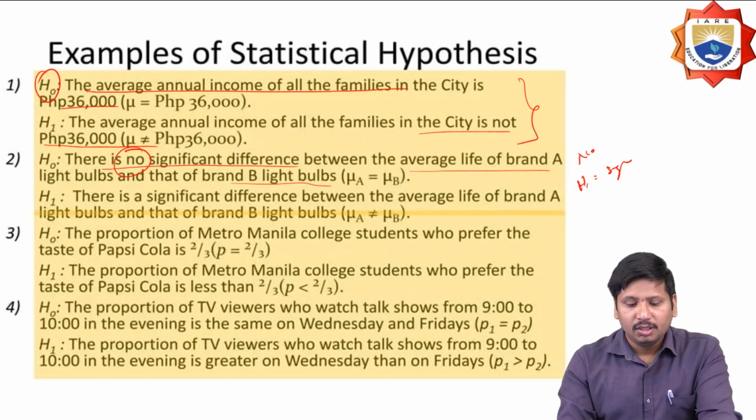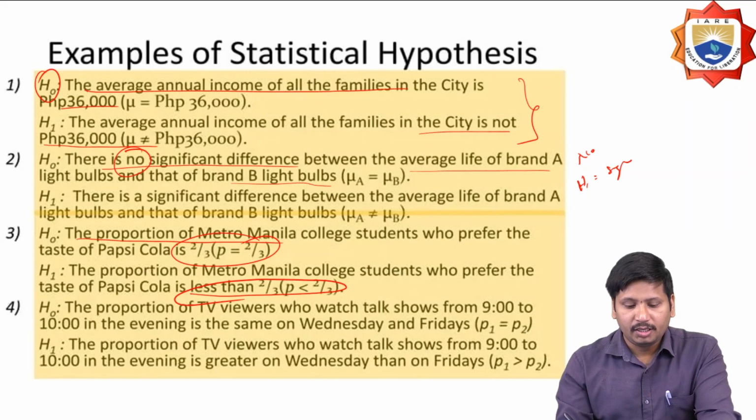Similarly, H naught: suppose I take the proportion of Metro Manila college students who prefer the taste of Pepsi Cola is a certain value. The alternative should be that the proportion of Metro Manila college students who prefer Pepsi is less than that. So here the null is greater than or equal to, but the alternative should be either less than or greater than that.